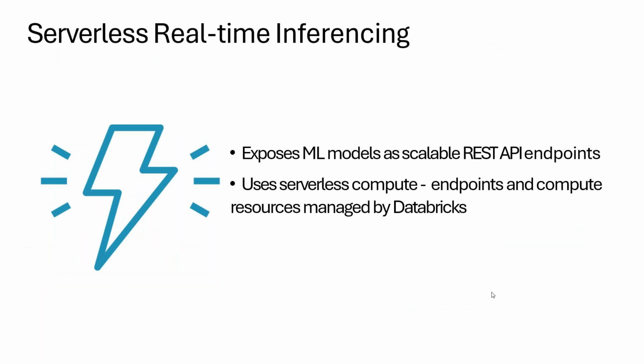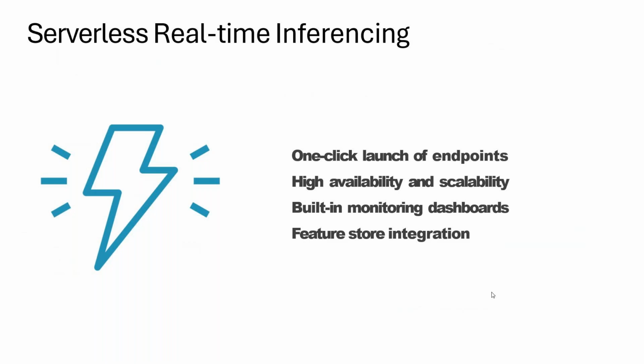Again, serverless real-time inference exposes ML models as scalable REST API endpoints, uses serverless compute like Knative, with endpoint and compute resources managed by Databricks. You can serve the models at Databricks also, though it's a paid service, but you can do that. Real-time inference is nothing but a one-click launch of an endpoint. That means the moment you click on deploy model, you get one endpoint, and you can start using it. High availability and scalability, a built-in monitoring dashboard, and feature store integrations.